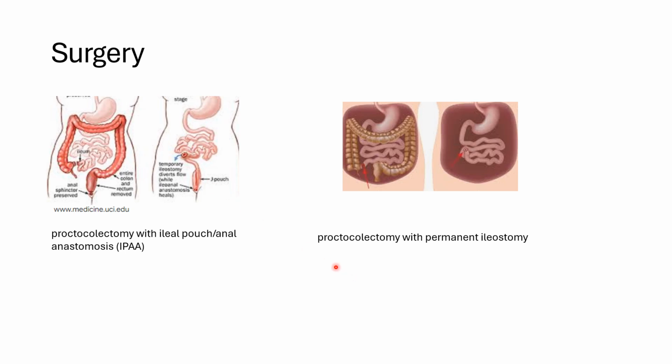The second form of the surgery is known as proctocolectomy with permanent ileostomy. So in this situation, again, they remove the colon, but the difference is that the patient has a permanent ileostomy compared to the other one, which was a temporary ileostomy.